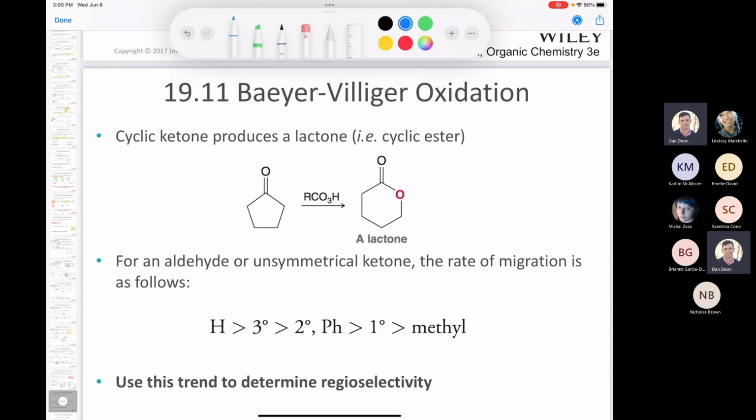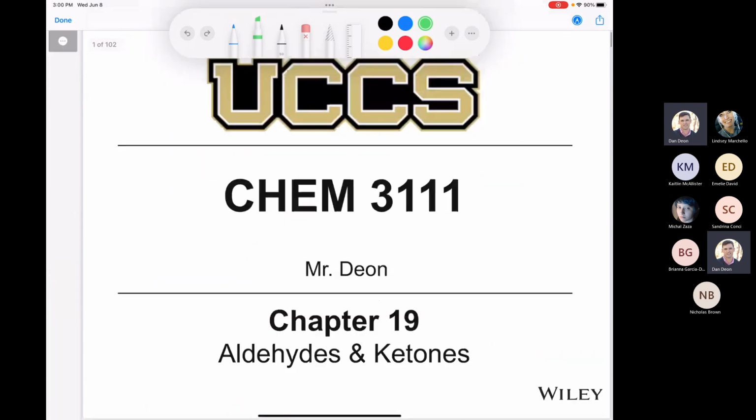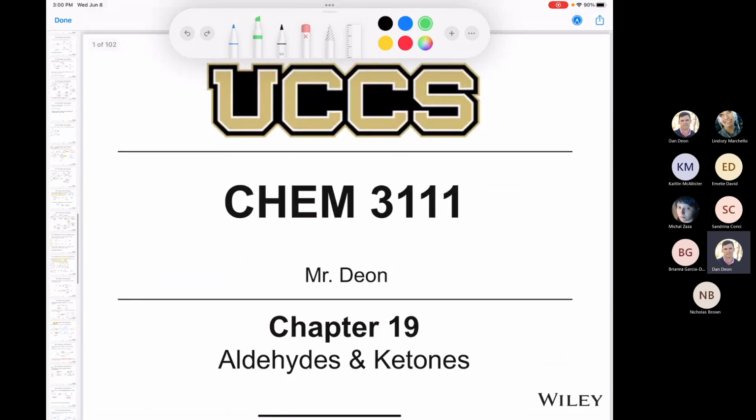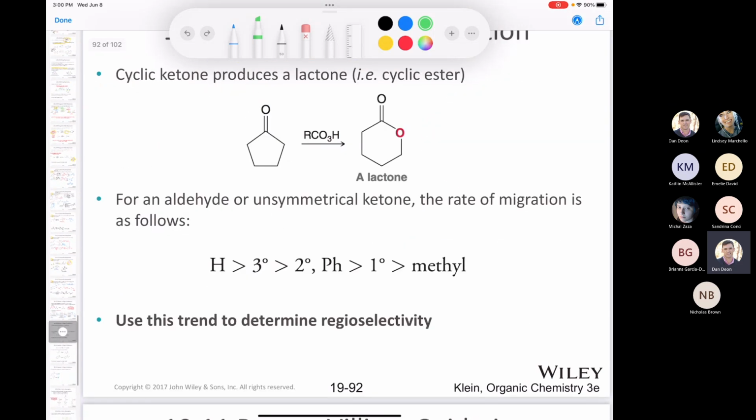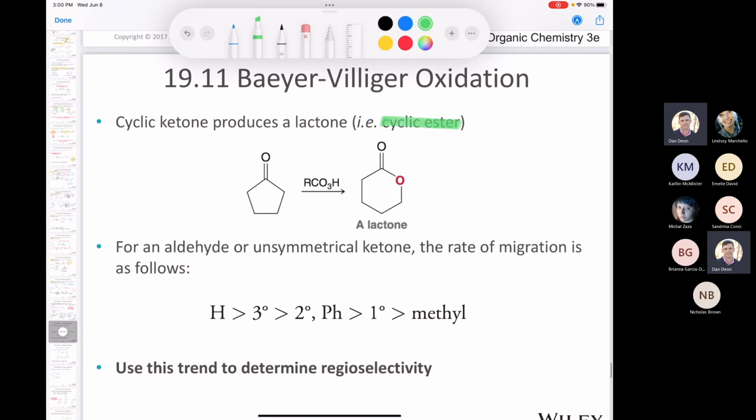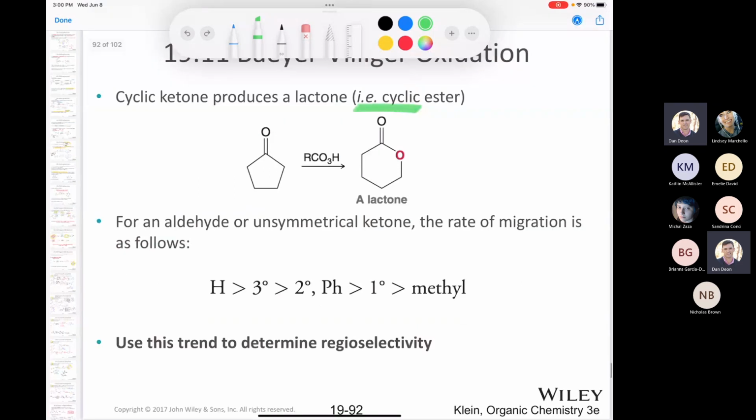Anyhow, if you're thinking, okay, cool, if I have a symmetrical ketone or aldehyde, no problem. I just insert an oxygen on either side and I get the question right. So let's say you had cyclopentanone. When you insert an oxygen in there, you have a cyclic ester, and a cyclic ester is called a lactone. It's got a specific name, so a lactone. I want you to remember lactone. It comes up quite a bit in the class. A cyclic ester is a lactone.